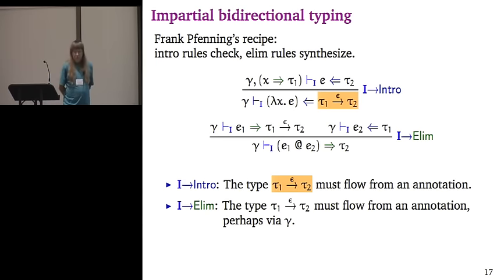And Frank Pfenning came up with this recipe, which is introduction rules check, elimination rules synthesize. I won't try to justify that here, but it happens to work out nicely. So now when you introduce an arrow, the type has to come out of some annotation you wrote. When you eliminate it, the type again comes out of some annotation you wrote somewhere, perhaps with its type in the context gamma.